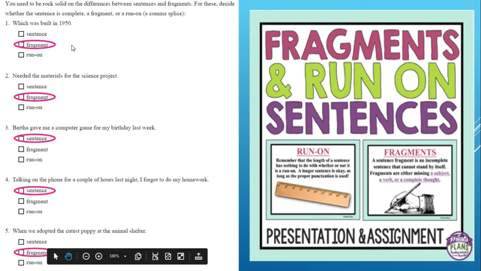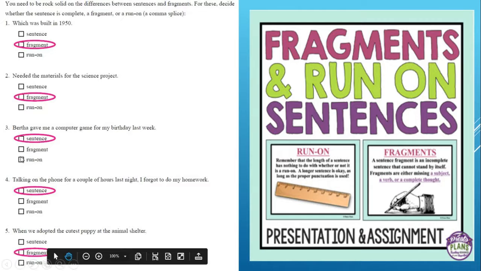the house is located on Elm Street. Now that doesn't make sense, but anyway, the building crumbled, which was built in 1950. Okay. Needed the materials for the science project. Who needed it? I needed it. You needed it. We needed it.